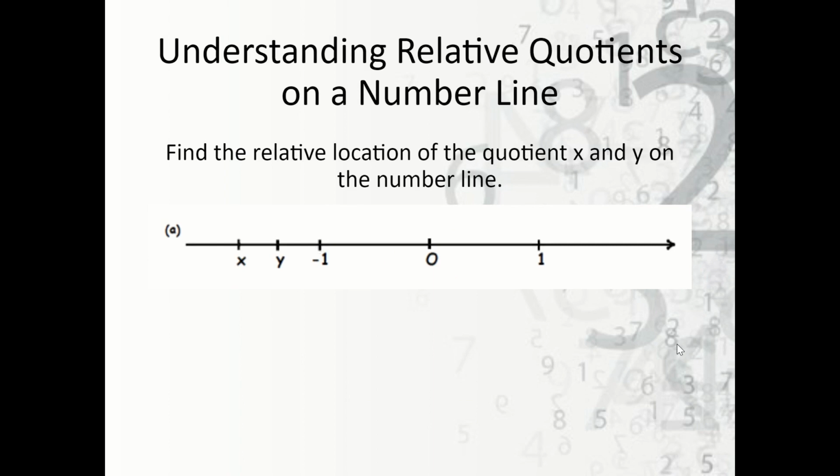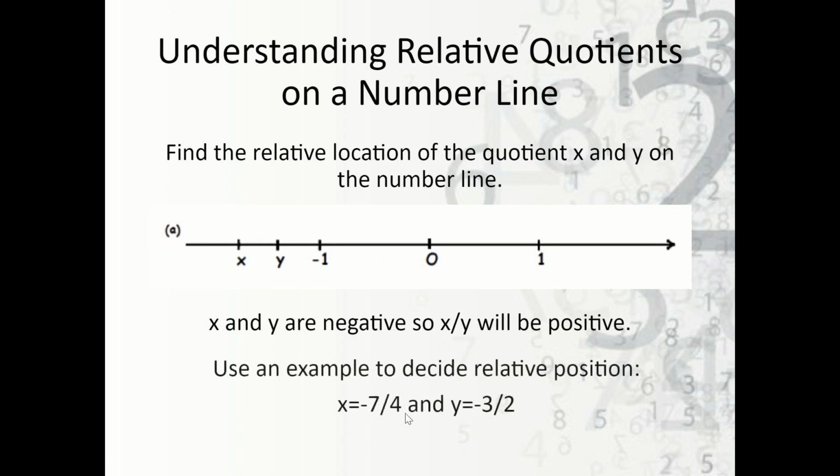Now we can do the same with quotients. So we have these two here again, and we know that when we divide them, it's going to be positive because a negative divided by a negative is positive. So we're going to use what we had before. So we called this one -7/4 and this one -3/2. And when we divide them, we get 14/12, which is really close to 1, just a little bit past 1. So it should be somewhere right around here.